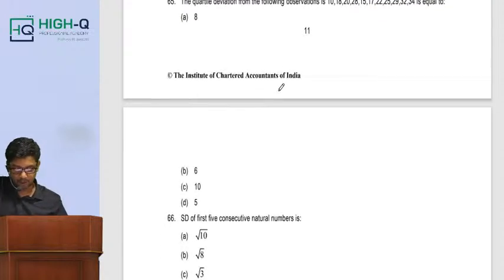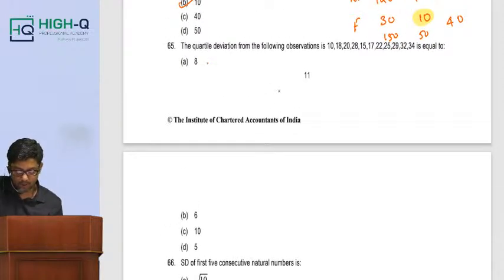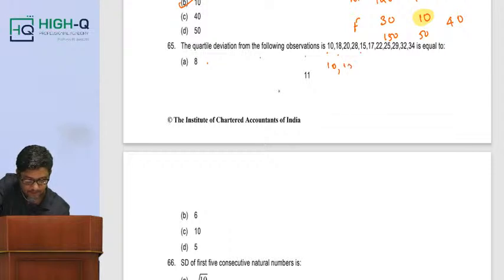Next one. The quartile deviation from the following observations. Of course, Q1 and Q3 are to be found out. For that, first let us arrange them in ascending order: 10, 15, 20, 25, 28.